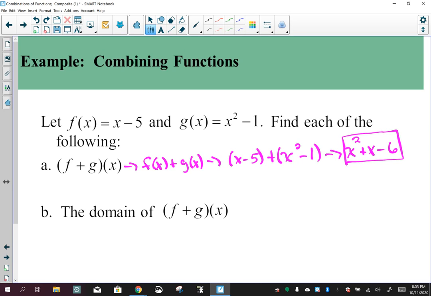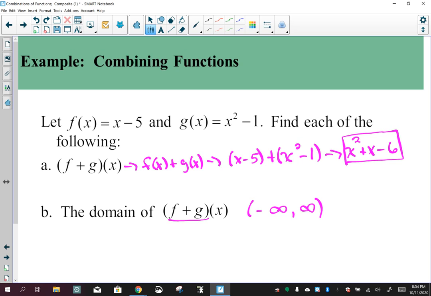And then it's going to ask me for the domain. Sometimes it will and sometimes it won't, so you just have to pay attention to the actual question. So the domain for this, well, I don't have any square roots here, and I don't have any rational functions, which means I don't have a denominator. So my domain is literally going to be from negative infinity to positive infinity. Okay?